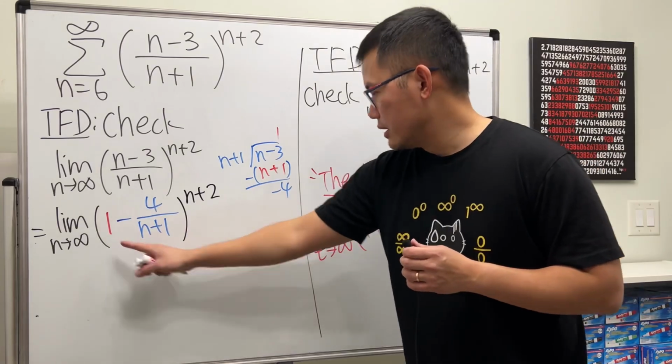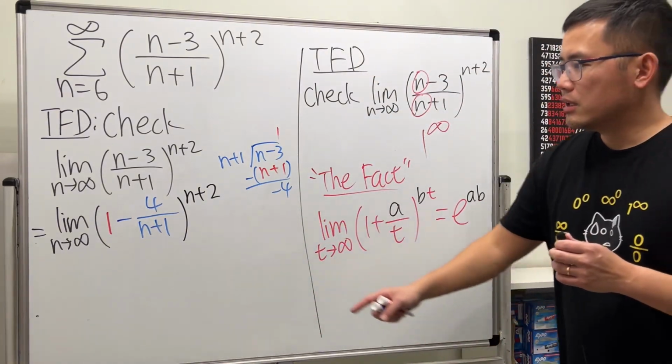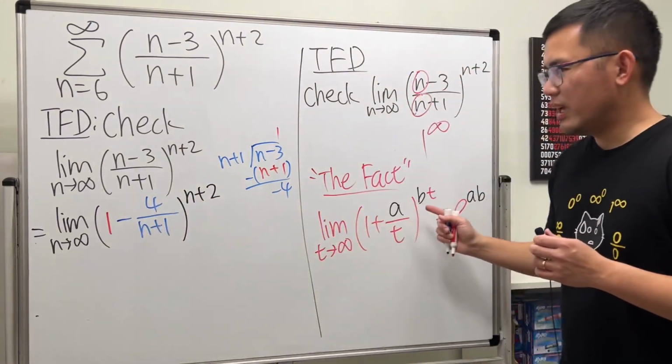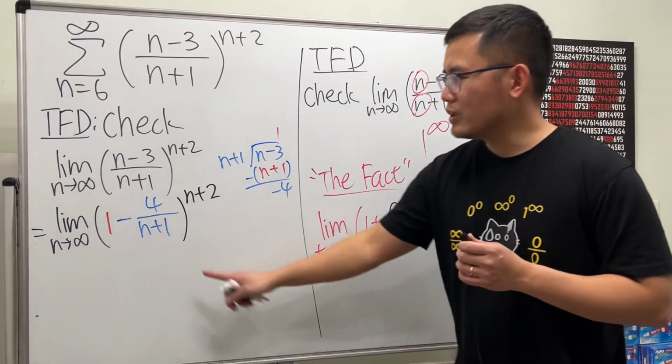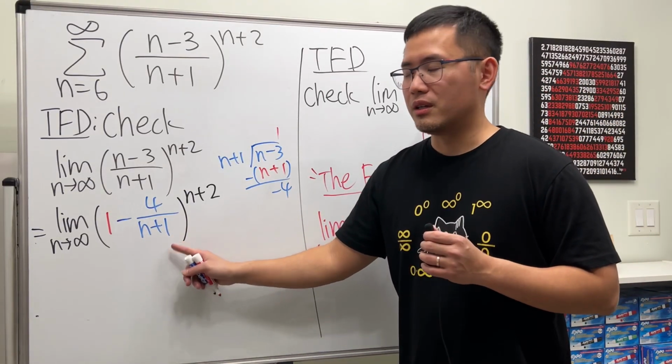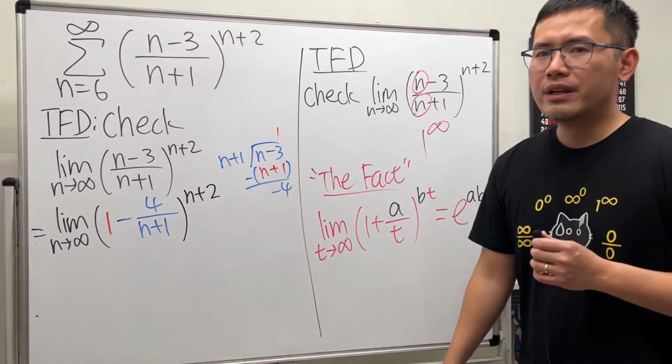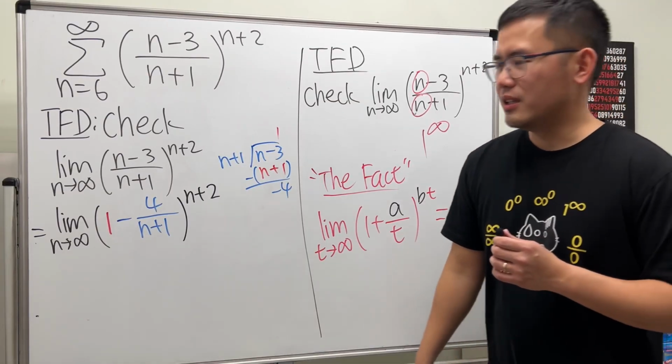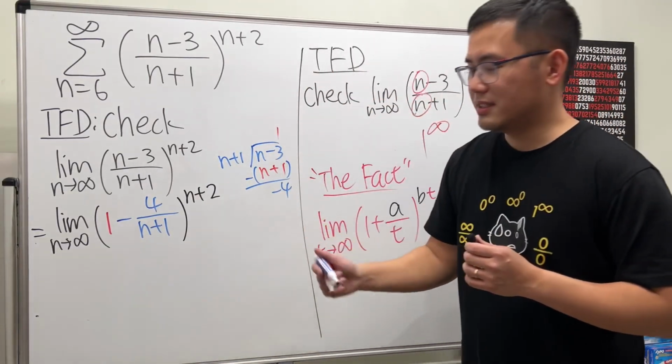So now you see the 1 matches. So it looks like we have negative 4 for the a, but not quite, because we have what? n plus 1 here, and also n plus 2 here. So we have to just fix it a little bit. It's not bad to fix this though.